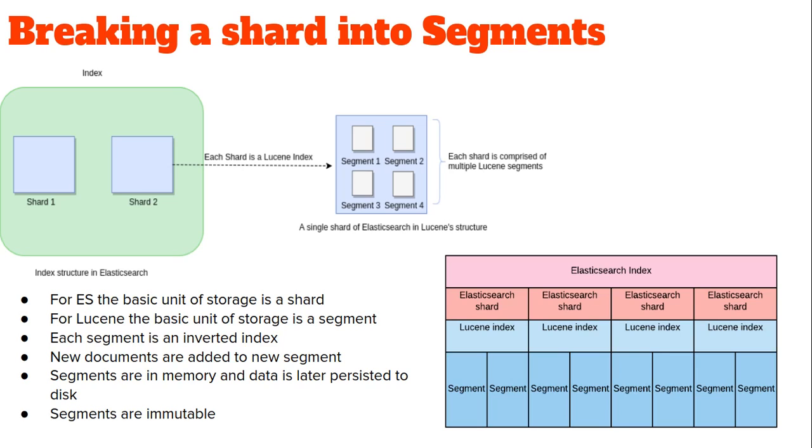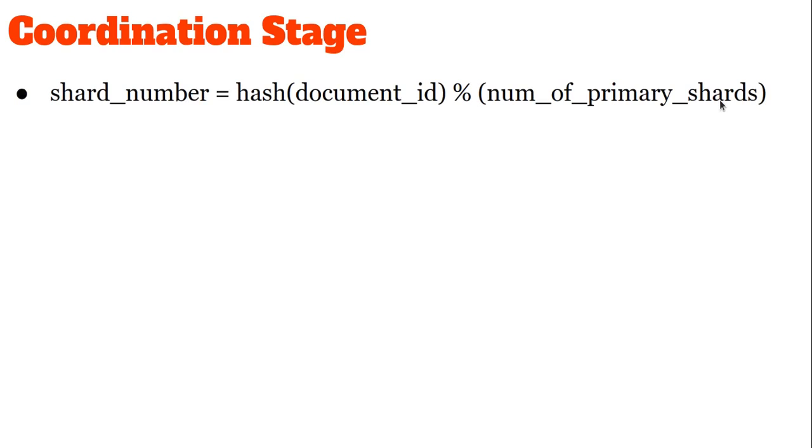Segments are immutable. Now what happens when we receive a write request from a client on the Elasticsearch cluster? The node with which the client directly talks is called the coordinating node. The coordinating node will give this document a particular ID, or the document might already have a unique ID, and then it will hash the ID. As far as I remember, the murmur3 hash is used here, but we can discuss that in more detail later.